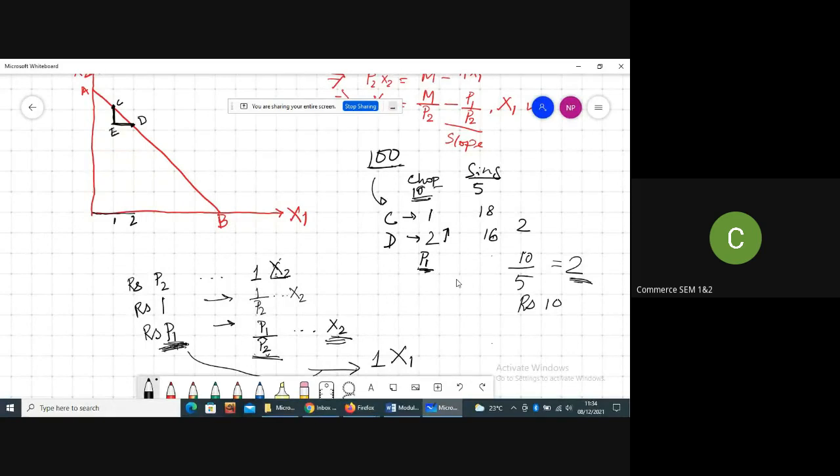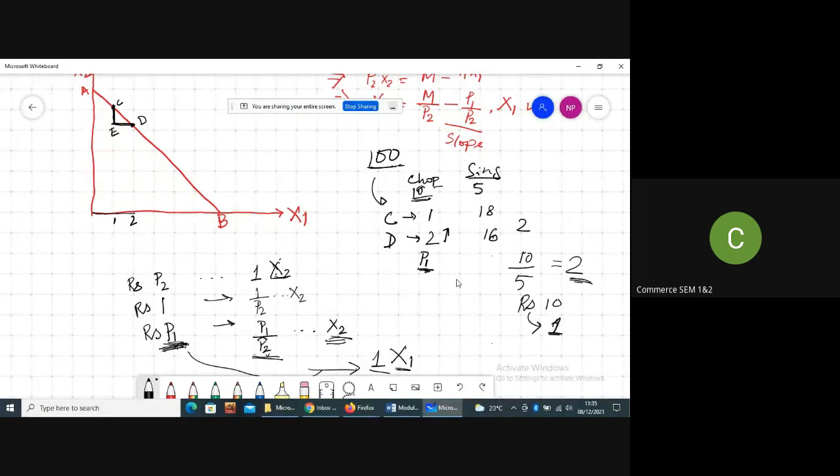So using that 10 rupees, if I want to buy chop, how much chop can I get? 1 unit of chop, right? Exactly the same way, using this P1 rupees, if I want to buy one more additional unit of commodity 1, P1 is the price of commodity 1, so I will get 1 unit of commodity 1. Now come to this graph.